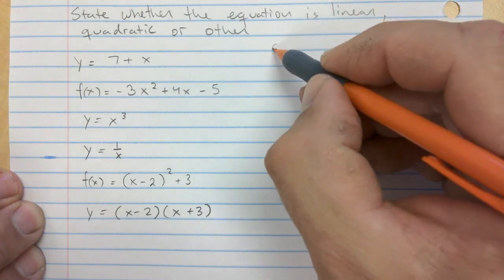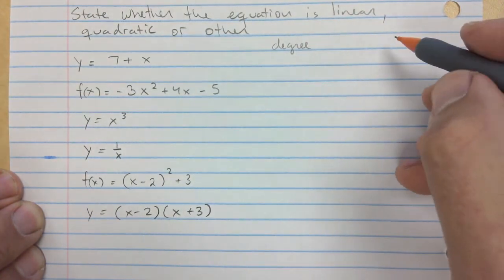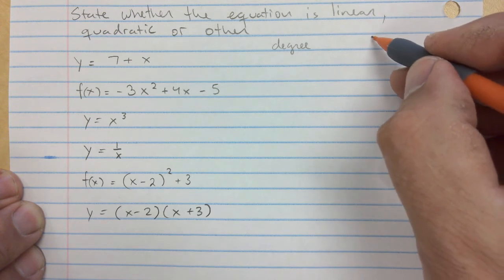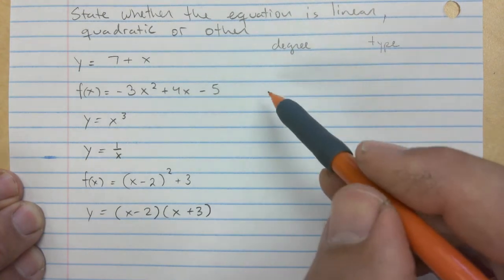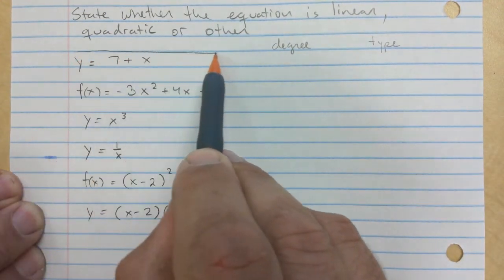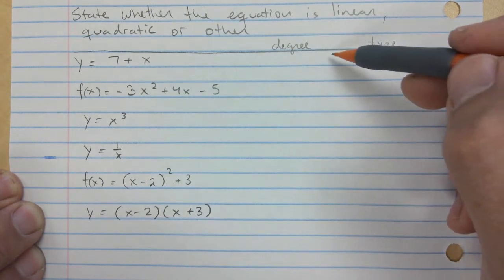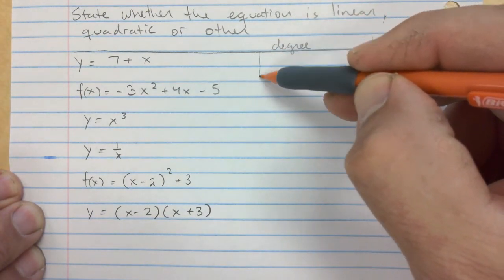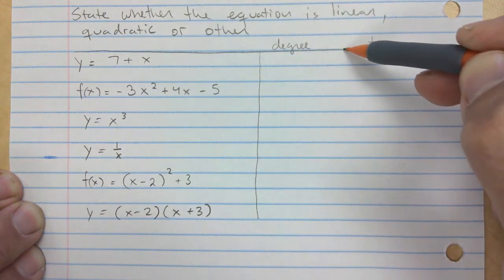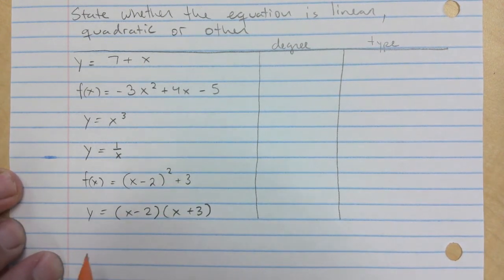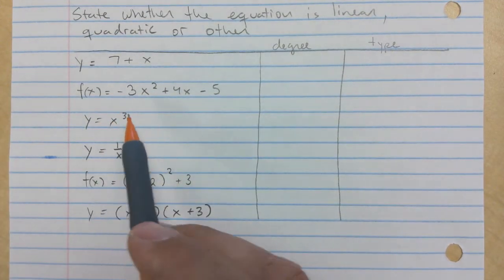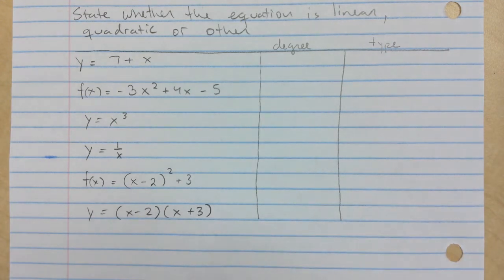So we're going to put down degree here in one column and type. All right. So we're going to examine each equation once we've written them down, of course.